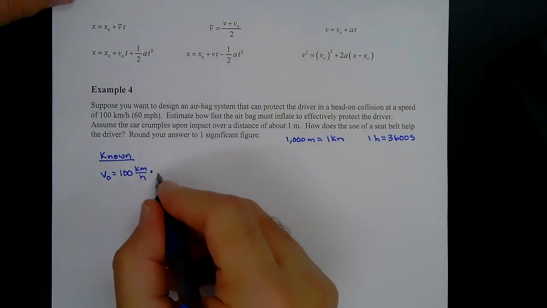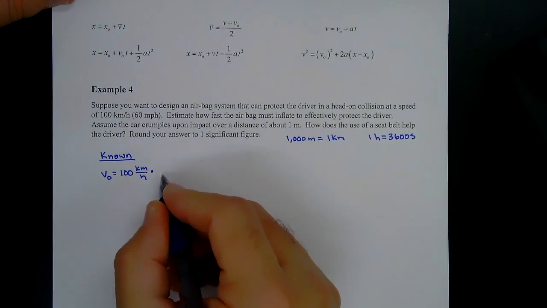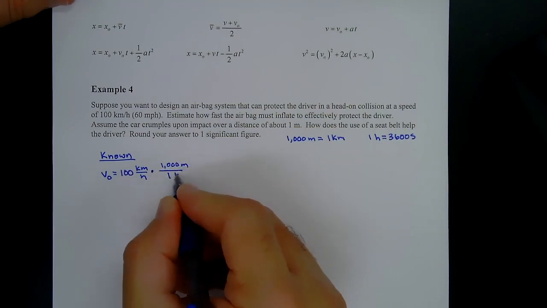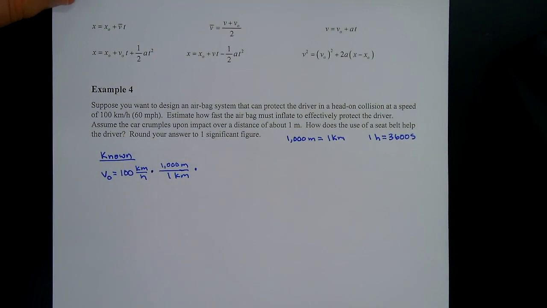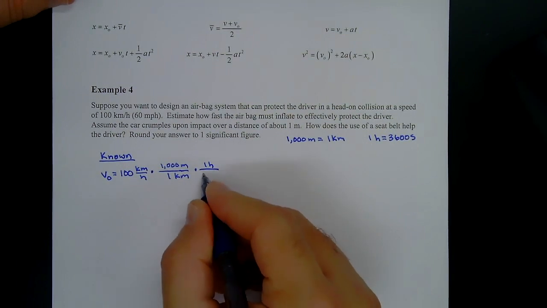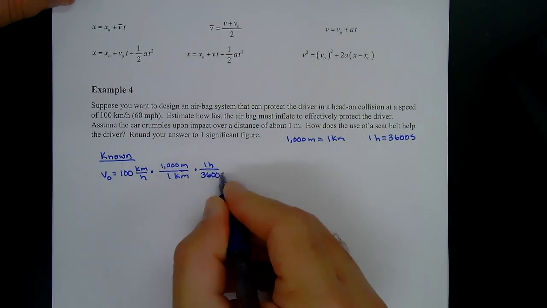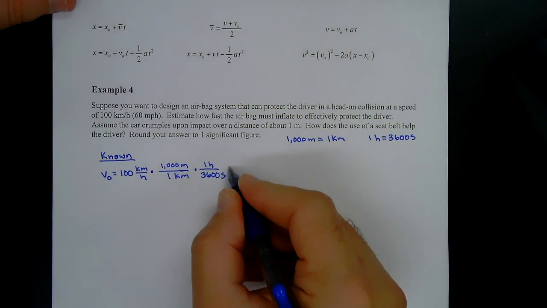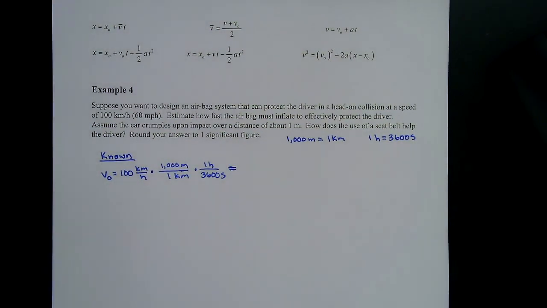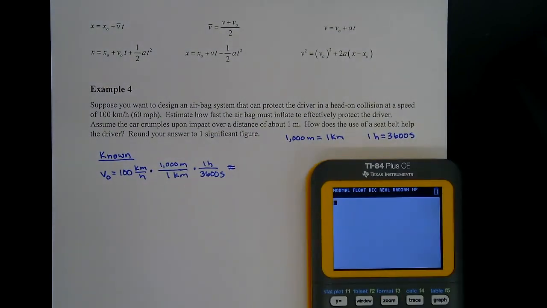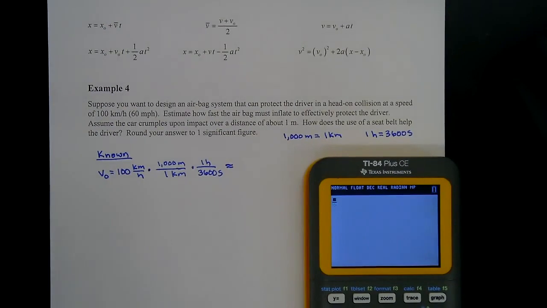So what we're going to do is multiply by 1,000 meters over 1 kilometer. That would get us to meters per hour. And then we're going to multiply by 1 hour over 3,600 seconds. Now I'm going to do something that I said don't do, but for the sake of simplicity, we're going to round to two significant figures. So when we put this in our calculator, we get 100 times 1,000.